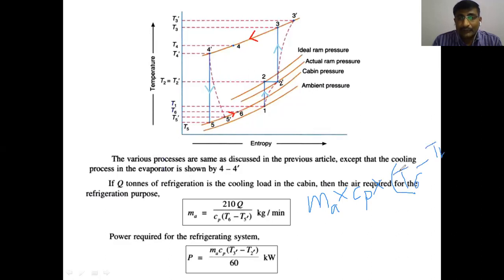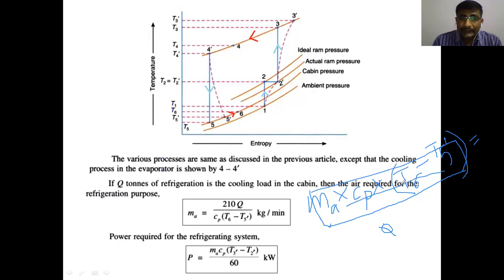This is the amount of heat extracted by the refrigeration system in the cabin. Clear, students? This is the amount of heat extracted by the refrigeration system in the cabin. Also, this is called the cooling load or refrigeration effect. This refrigeration effect is given in terms of Q. Q is also the tonnage of the system, or heat extracted by the refrigeration system in the cabin.